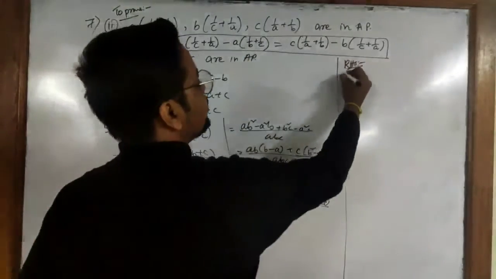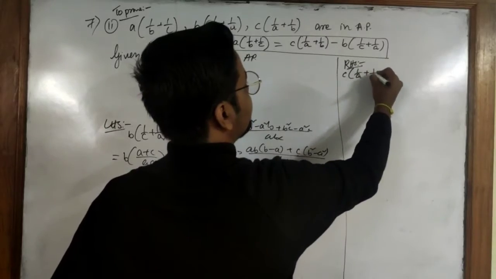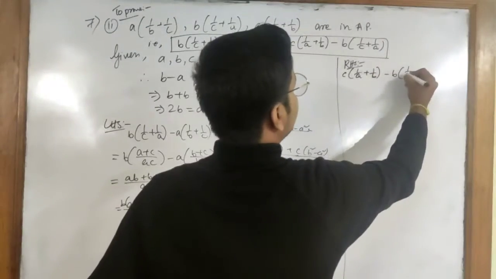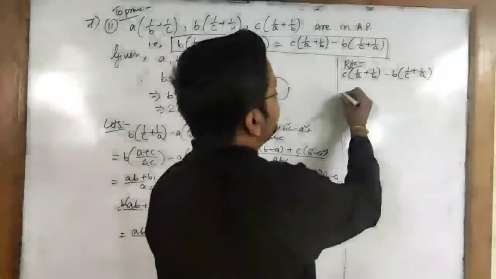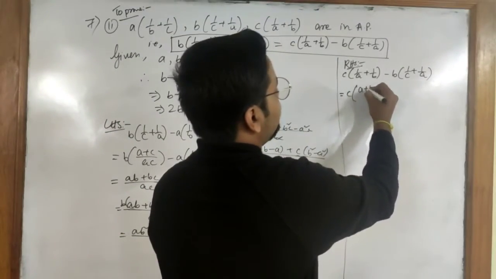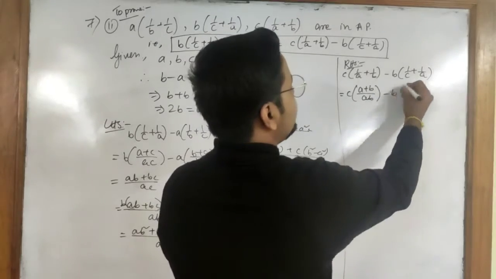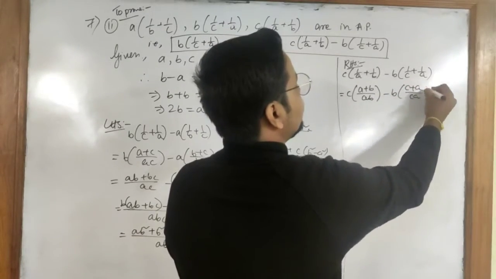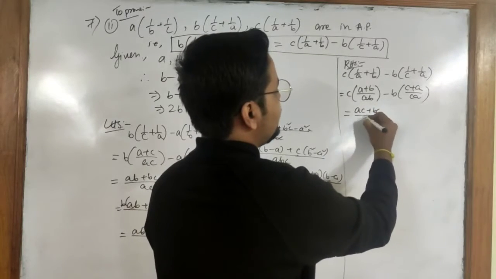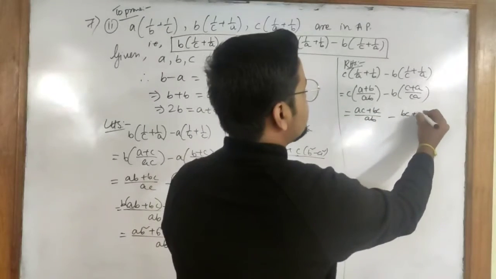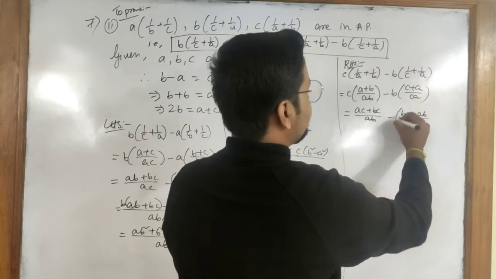In the RHS we have C into 1 by A plus 1 by B, minus B into 1 by C plus 1 by A. So what we get from here is C(A plus B) by AB minus B(C plus A) by CA, exactly the same process. So we get (AC plus BC) by AB minus (BC plus AB) by CA.